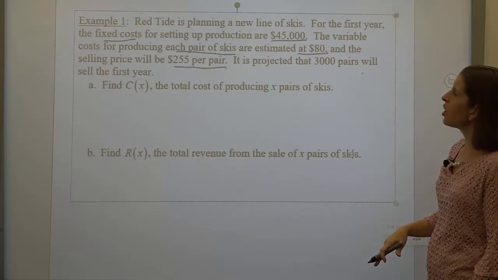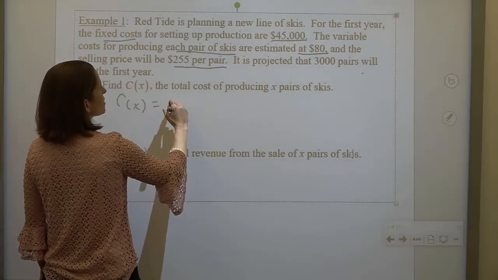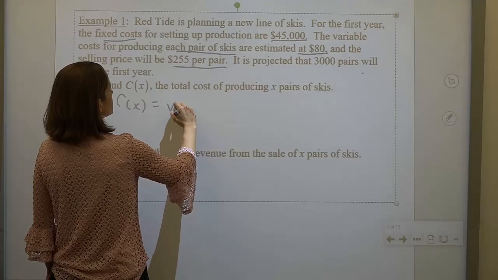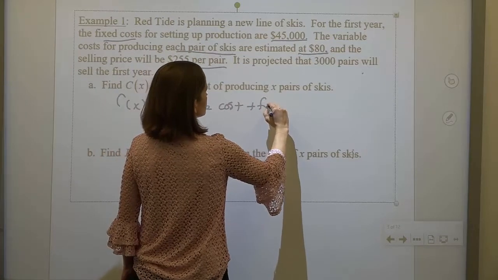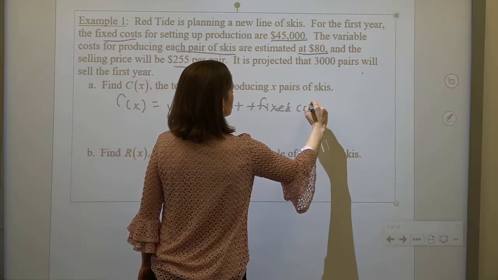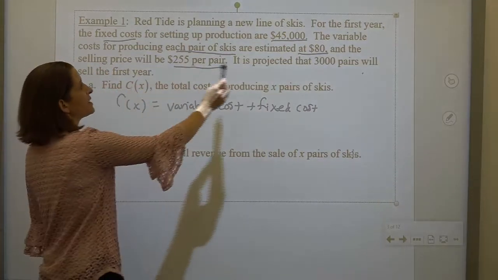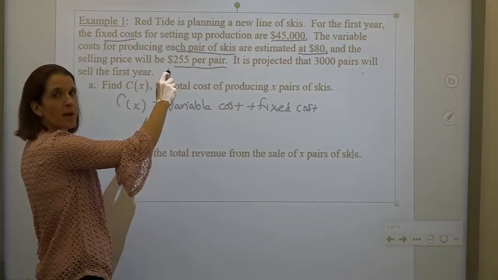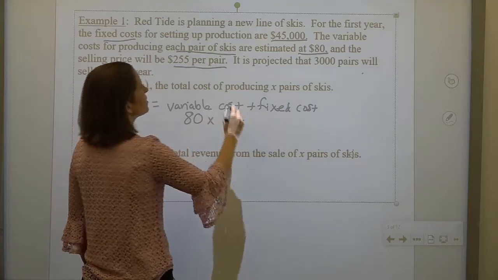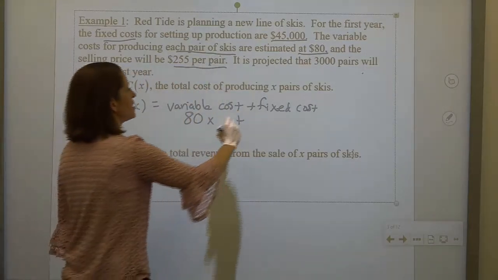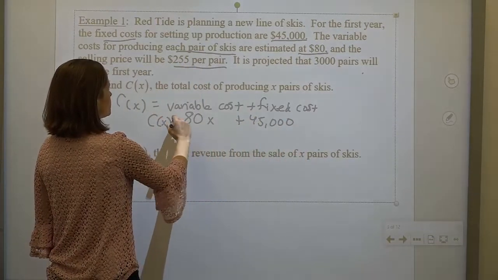So at first we're writing the cost function, and we know that that is the variable cost plus the fixed cost. Okay, well remember the variable cost should have a variable in it. X is number of skis, and it's $80 for each pair of skis. So that's for like the materials and the labor. And the fixed cost of setting up this whole operation was $45,000. So that is our cost function.